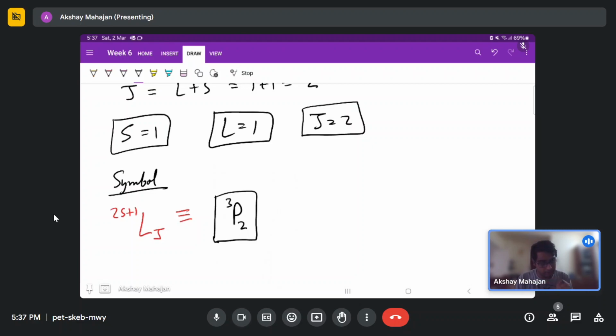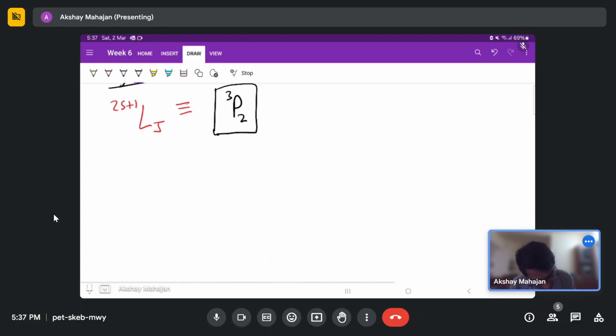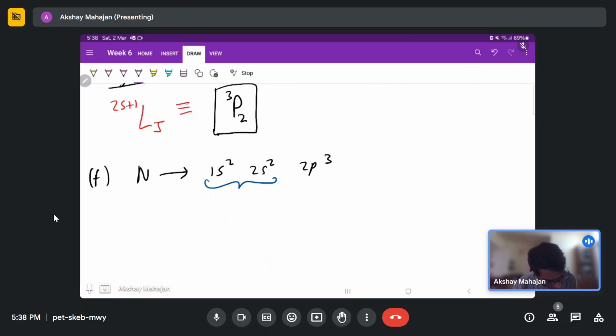Alright, so let's go to part F now. In F1 we have the nitrogen atom. The configuration is 1s2, 2s2, 2p3. Again the same thing: these are completely filled states, so this will give us S equals L equals J equals 0, and for the SLJ calculation we just need to consider the remaining ones.